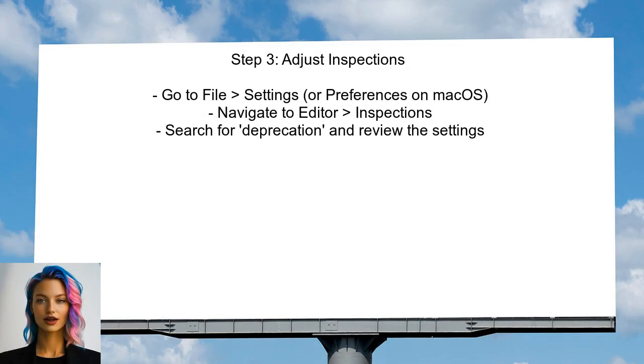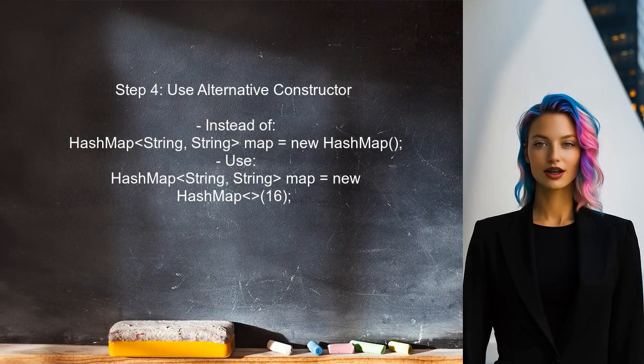After confirming the project settings, the user should look for any specific inspections that might be causing the warning. They can adjust these settings without disabling all inspections. If the warning persists, the user can consider using an alternative constructor for HashMap. For example, using the constructor that accepts an initial capacity can help avoid the warning.